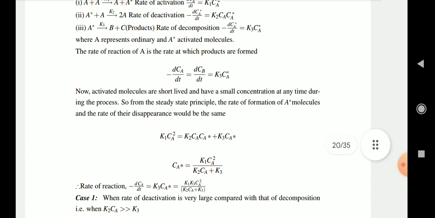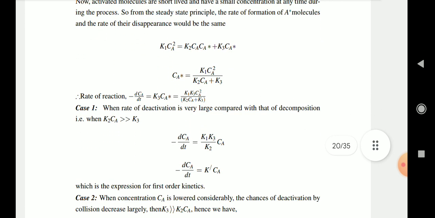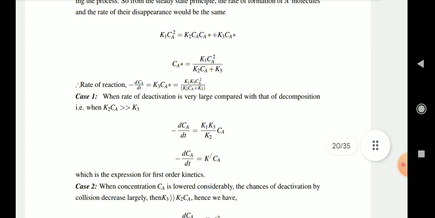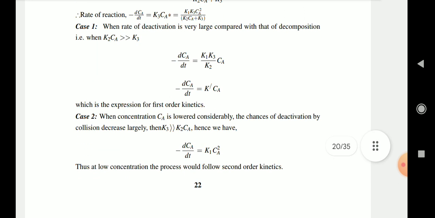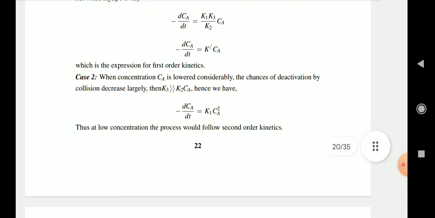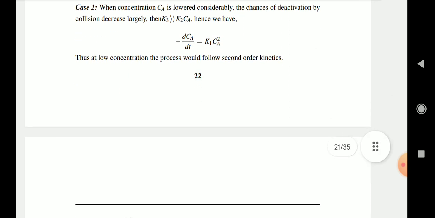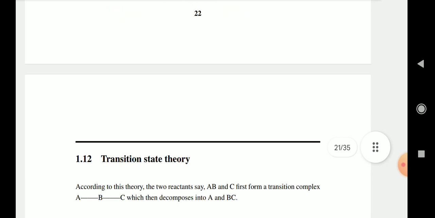Now, activated molecules are short-lived and have a small concentration at any time during the process. So from the steady state principle, the rate of formation of A* molecules and the rate of disappearance would be the same. Case 1: when the rate of deactivation is very large compared to decomposition, when K2[A] is greater than K3, this is the expression of first order kinetics. Case 2: when concentration [A] is lowered considerably, the chances of deactivation by collision decrease largely. K3 is greater than K2[A], hence at low concentration the process would follow second order kinetics.